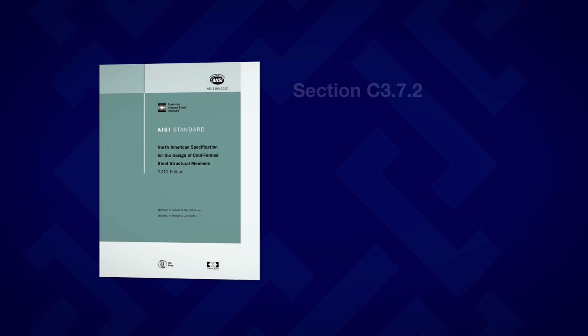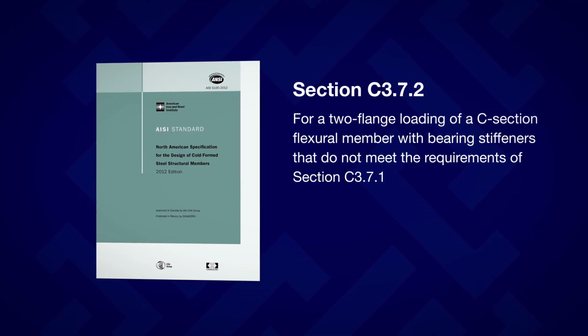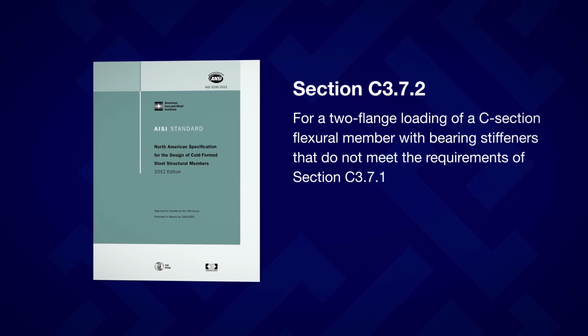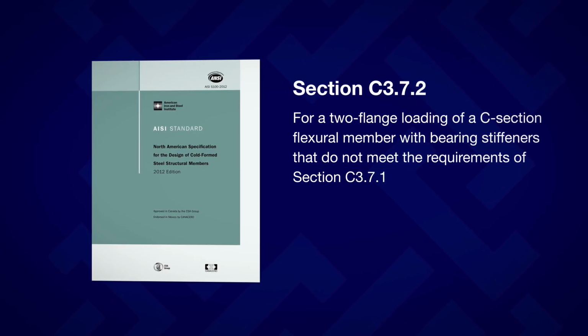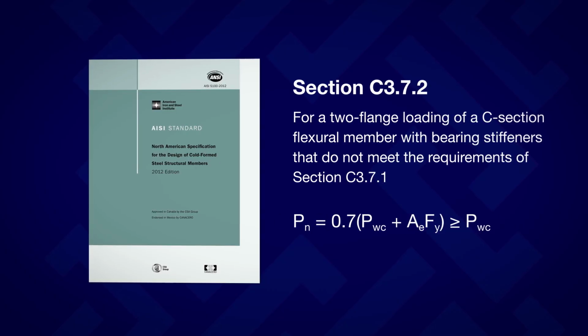Or one may use AISI S100 Section C3.7.2, which is for a two-flange loading of a C-section flexural member with bearing stiffeners that do not meet the requirements of Section C3.7.1, as you see in the equation on your screen.